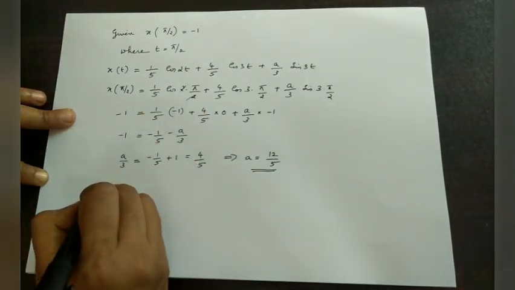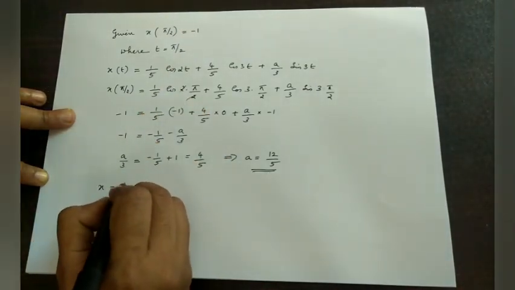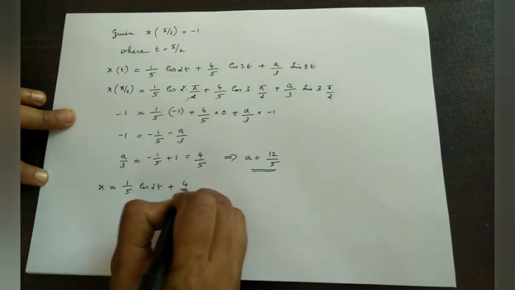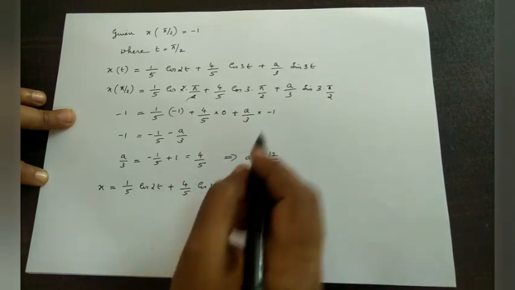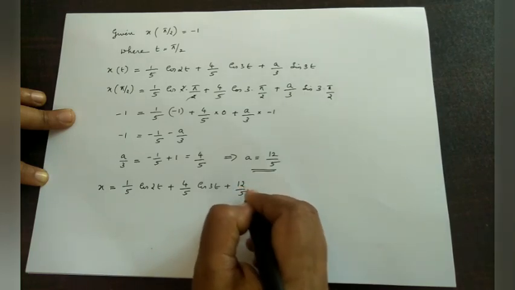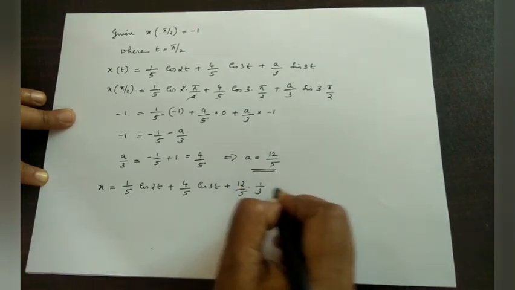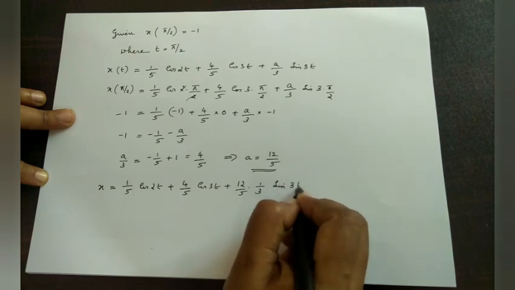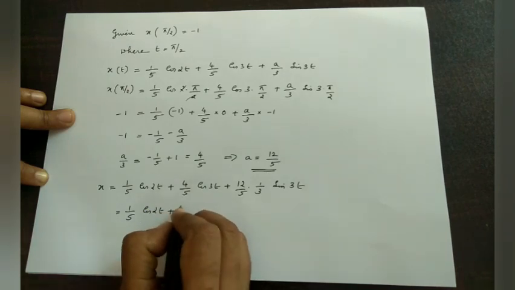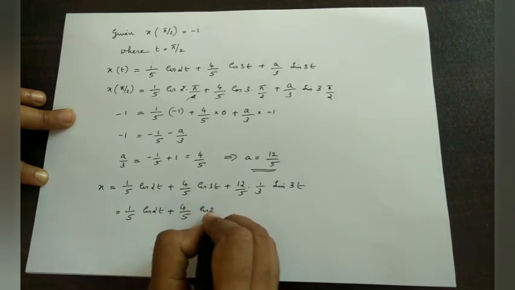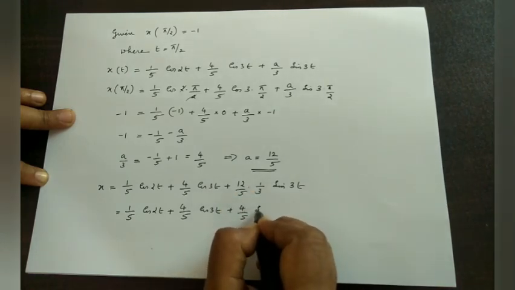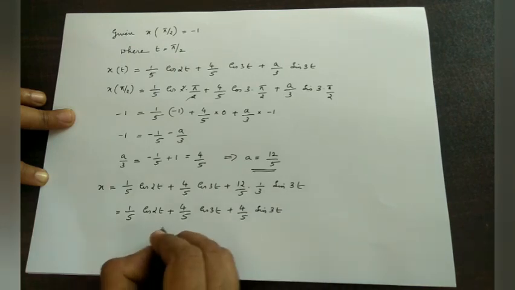Now substituting the value of a in the final answer, that is x is equal to 1 by 5 cos 2t plus 4 by 5 cos 3t plus, in the place of a substitute 12 by 5, so 12 by 5 into 1 by 3 sin 3t. It is again equal to 1 by 5 cos 2t plus 4 by 5 cos 3t plus, cancelling, we get 4 by 5 sin 3t. That is the final answer.